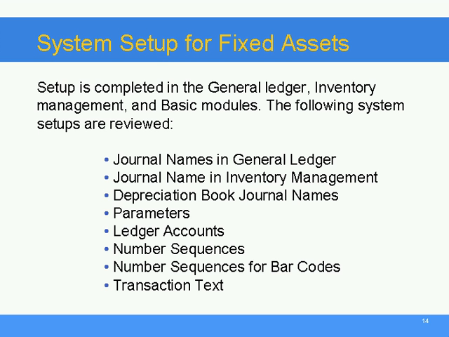The setup is completed in the General Ledger, Inventory Management, and Basic modules. The following system setups are reviewed: journal names in General Ledger, journal names in Inventory Management, Depreciation Book journal names, Parameters, Ledger account, Number sequence for barcodes, and Transaction text.